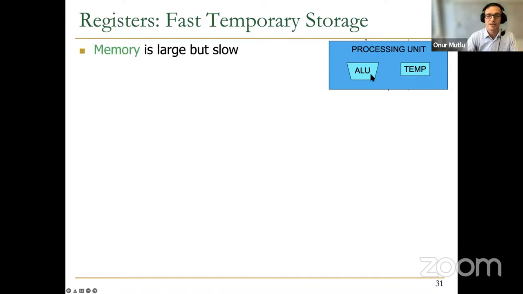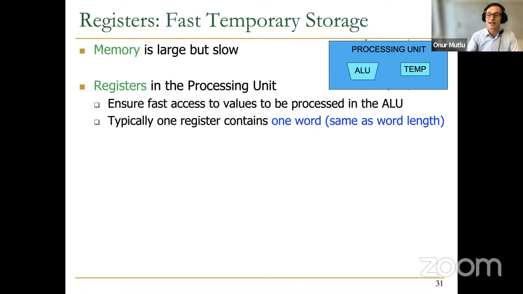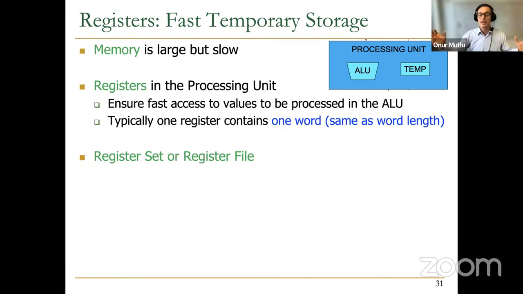Registers in the processing unit ensure fast access to values that are to be processed in the ALU. Typically, one register contains one word, which is the same as word length, but it can also contain smaller lengths. For example, x86 has many different types of registers containing different lengths of data. But in the end, you need to have registers with a word length so that you can operate them in the ALU using that word length.